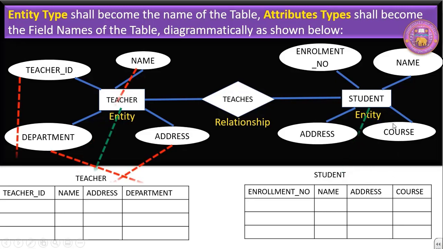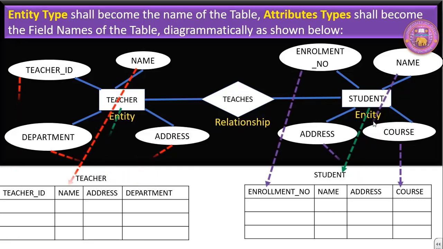Similarly, in the second case, where we have a student entity, we have entity attributes. These are enrollment number, which becomes the first field of the table. Name, attribute of the entity type, becomes the second field. Address, attribute of the entity type, becomes the third field. Course, attribute of entity type student, becomes the fourth field. Here you can see one thing: the entity type becomes the name of the table, and the attributes of the entity type become the fields of the table.